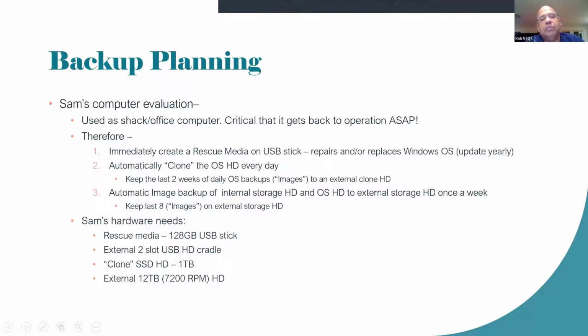So in terms of Sam's hardware needs, we got him a 128 gig USB stick. We bought him the Cradle for $38. And we picked up a solid state drive to clone his operating system, as well as an external drive. Originally, we were going to get him a 10 terabyte drive, but for $2 or $3 more, we could get a 12 terabyte.